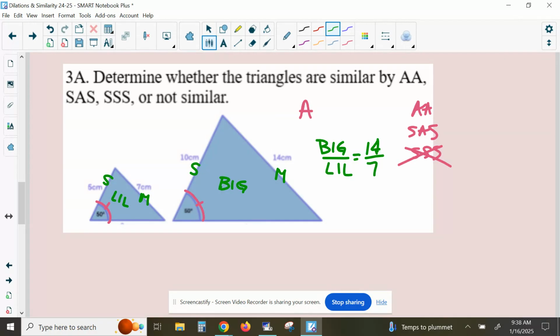Okay. Next we need another piece on big, because big's on top. 10. Who's the matching piece on little? 5? Okay. And that's all we got. So do we have anything to crisscross and solve? No, we don't have anything to solve.